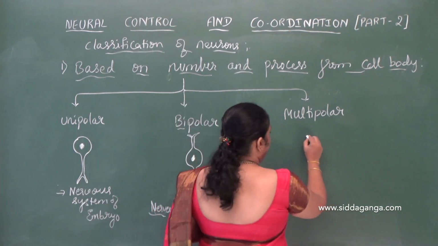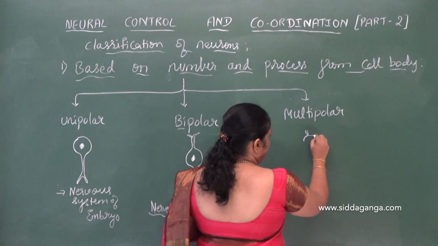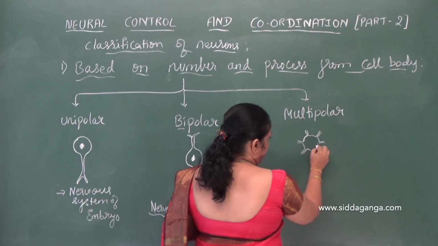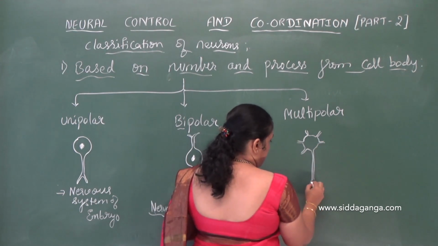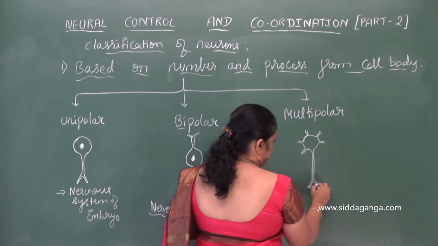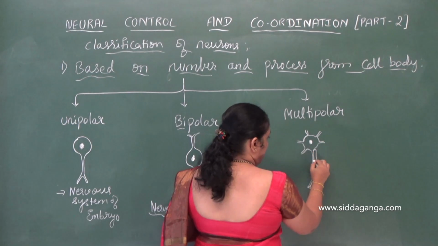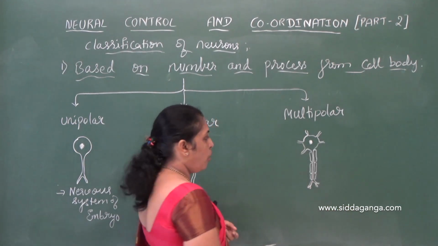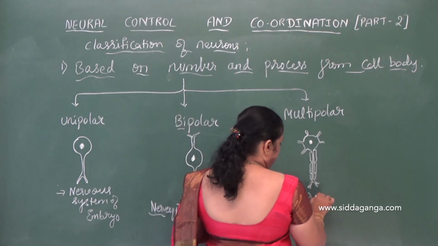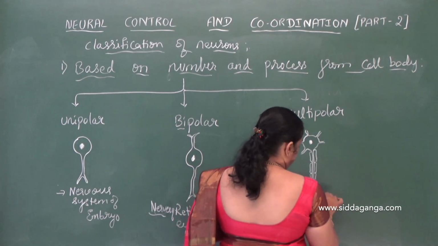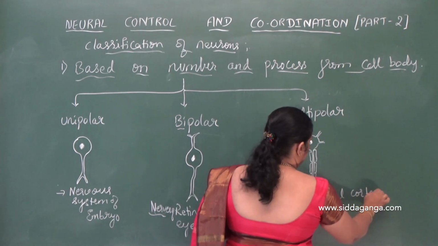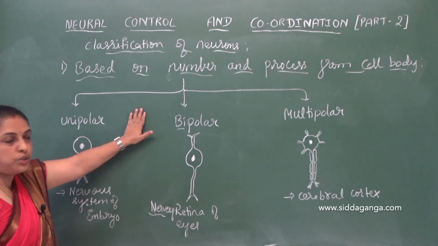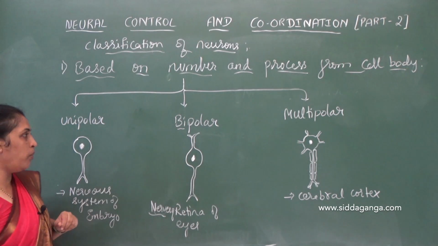And multipolar means many processes will arise from the cell body. So we see many dendrites and one axon in a multipolar neuron. This type of neuron we see in the cerebral cortex. So this is about the classification of neurons based on their number of processes from the cell body.